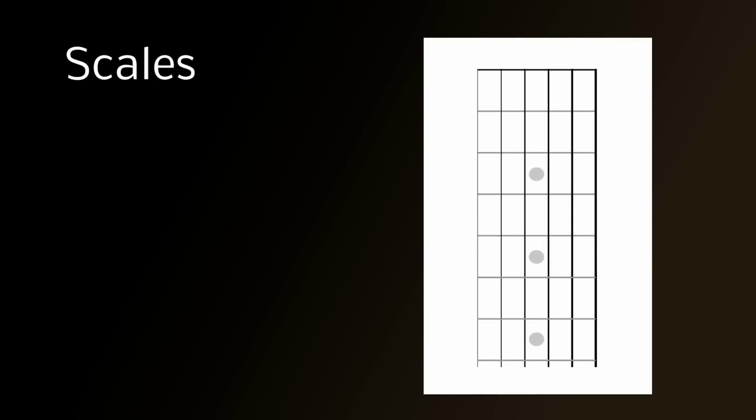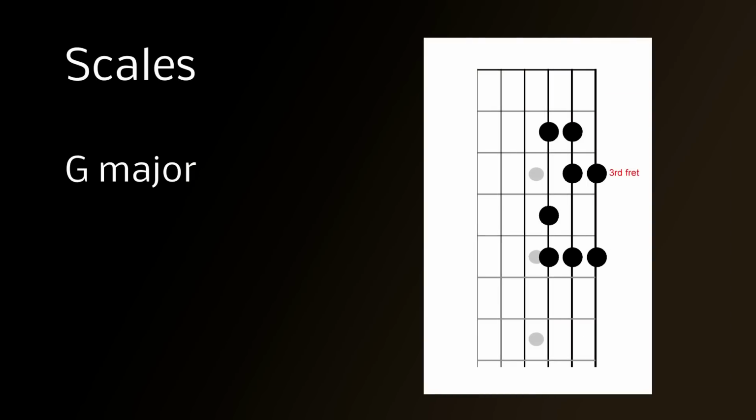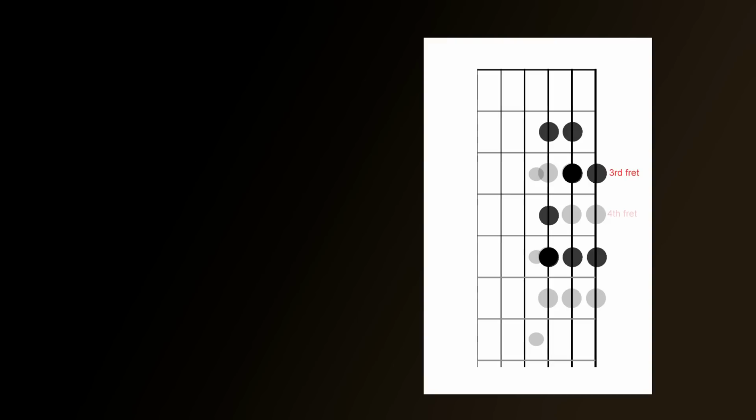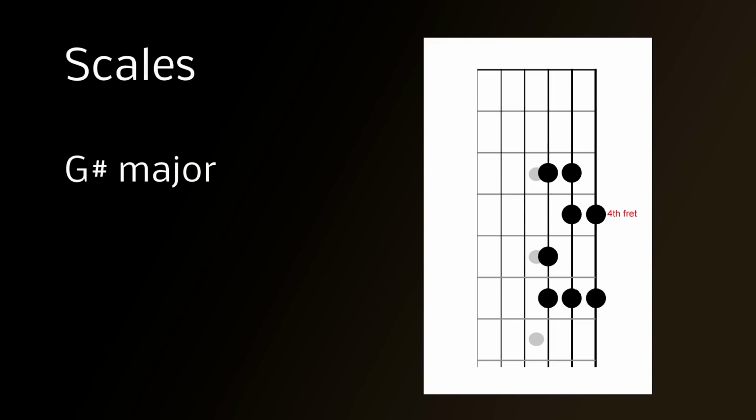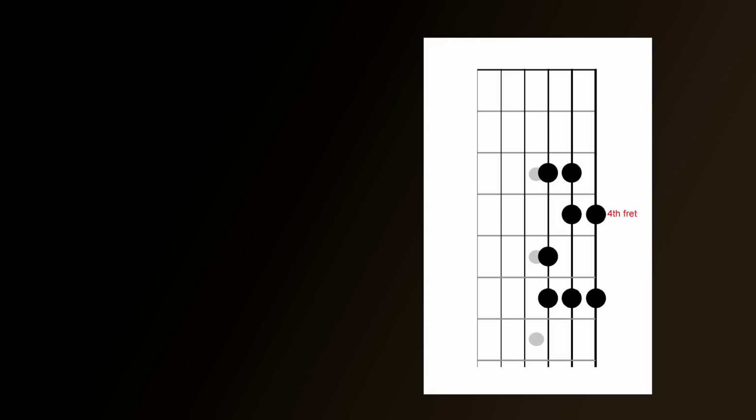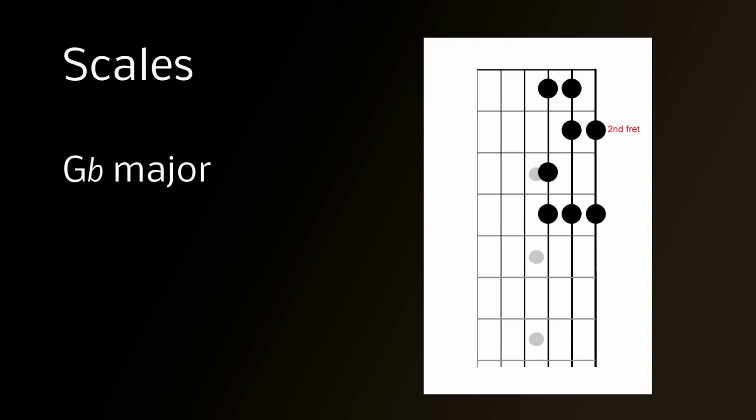And this rule even applies to scales. So if you know the G major scale, which starts on the 3rd fret, if you play the same scale but starting on the 4th fret, it would be a G sharp major. Or if you take the same scale and start it on the 2nd fret, it would be G flat major.